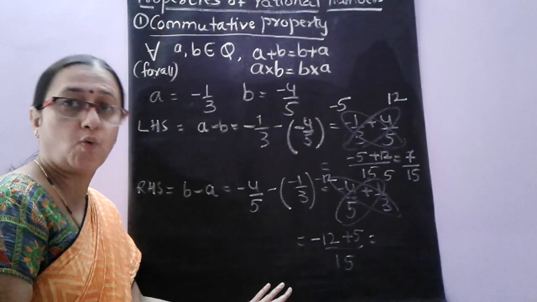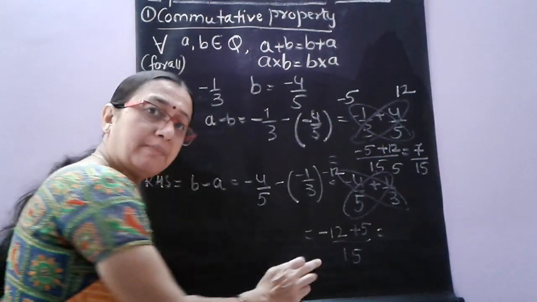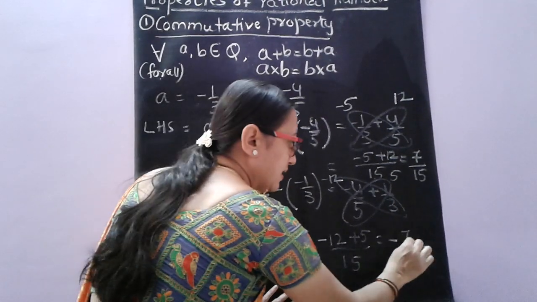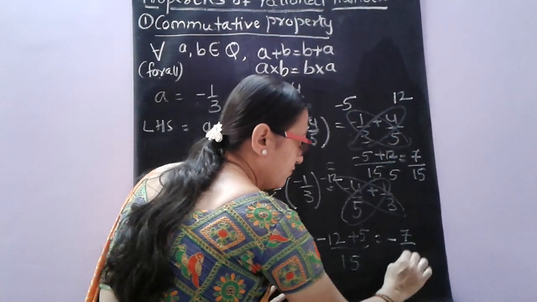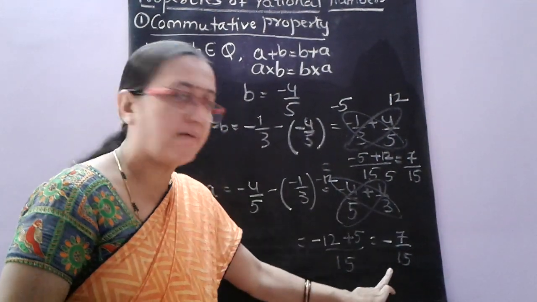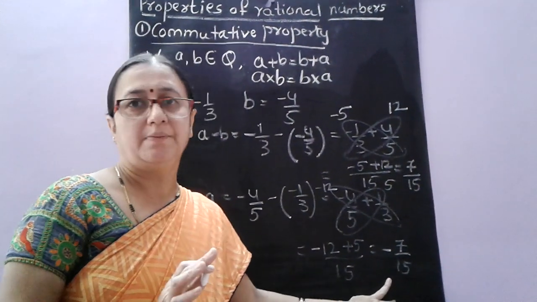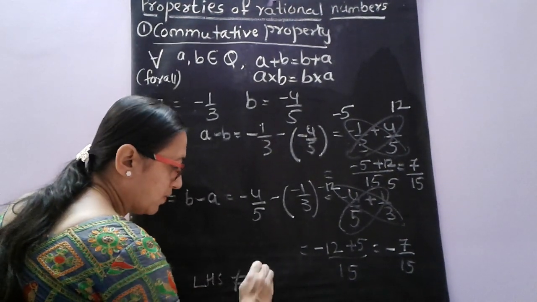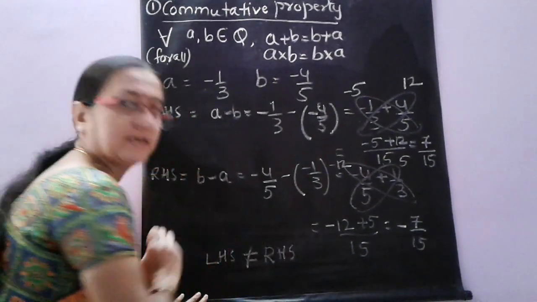What is the answer now? Again plus and minus you have to subtract. Big number is minus. Minus 7 by 15. Now plus 7 by 15 and minus 7 by 15 are not equal. That is why LHS is not equal to RHS here.